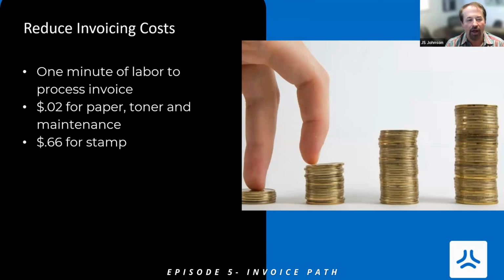It takes approximately 1 minute of labor to process that invoice once it's actually created, meaning all the information, proper billing address, and goods and services sold, is entered on it. Now, for your paper, your toner, and your maintenance on your printer, that one piece of paper that gets kicked out, which we call an invoice, is going to be about 2 cents. And today it's 66 cents for the stamp.